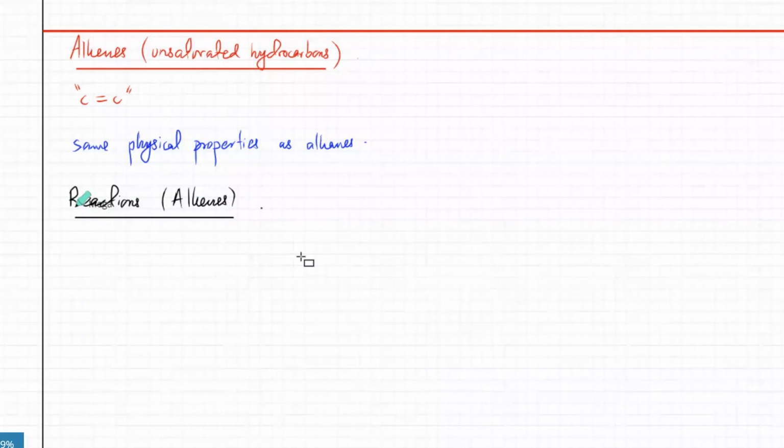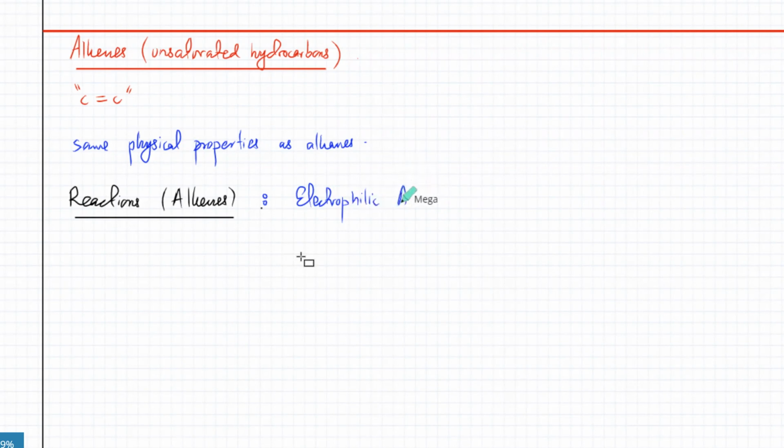The first reaction is number one. These are known as electrophilic addition reactions. Again, not going into details, what is electrophilic addition? We don't know right now. We'll discuss that later separately. So electrophilic addition is the name of the reaction. In O-levels, you learned addition reactions. This is specifically electrophilic addition.